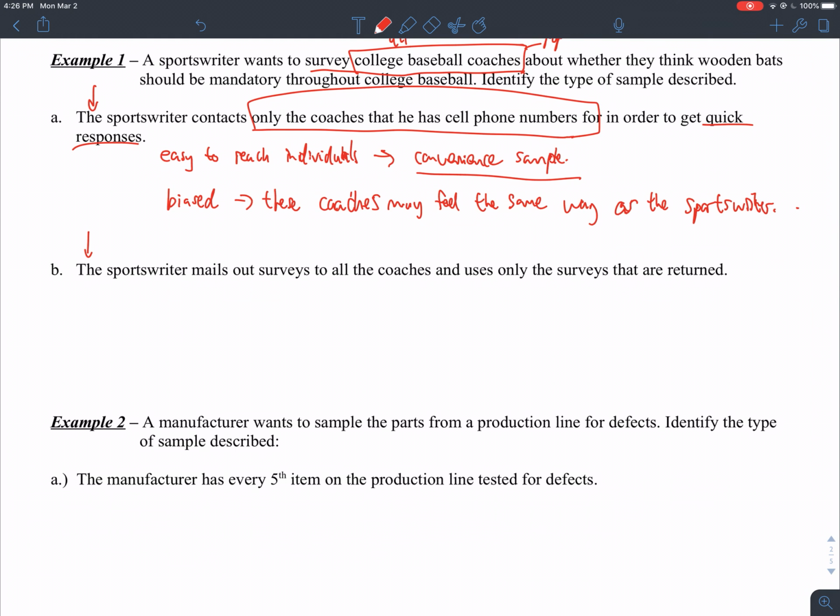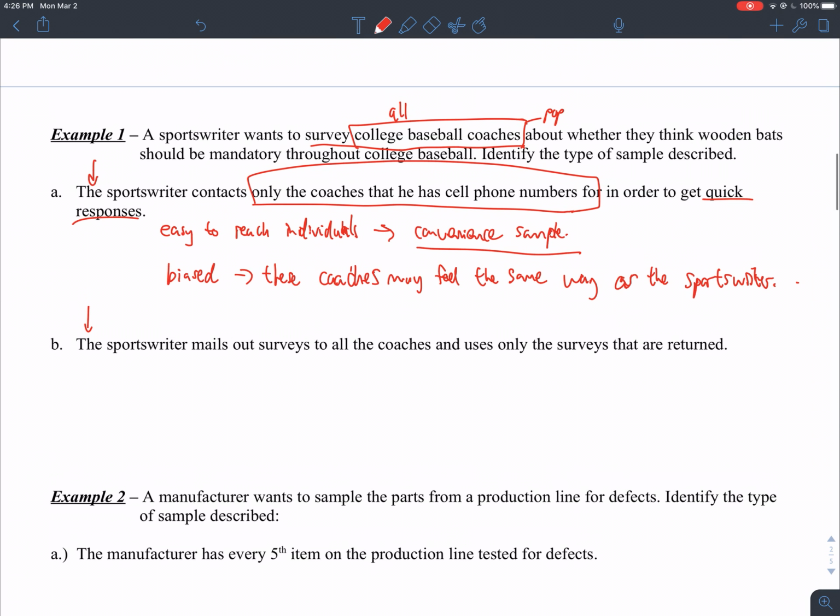Sports writer mails out surveys to all coaches and uses only the surveys that are returned. Okay, so coaches who return their surveys, that would be the sample here. Okay, and so when I choose to send in my survey, I am selecting myself for the sample. Right, so this could be self-selected or voluntary response. Okay, I don't have to respond. I can just volunteer my opinion by sending in my survey, or I select myself to be in your sample.